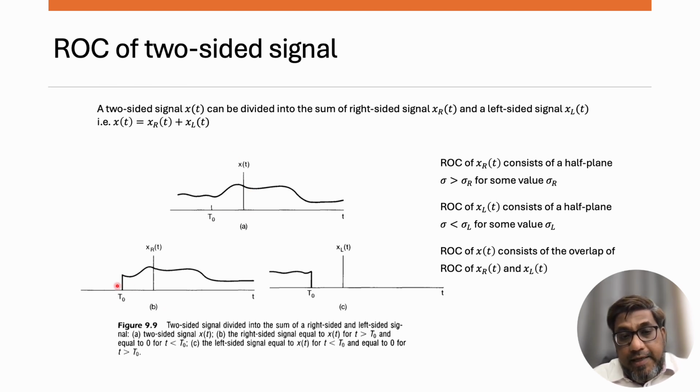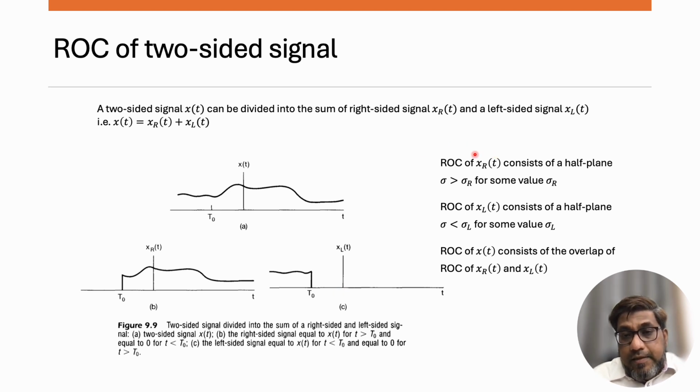One component is the right-sided component, so that means that we are breaking up the signal to start from t0 and go to infinity on the right side. So that's a right-sided component. And then the second part of the signal is the left-sided component, which lies to the left side of this t0. So obviously, the right-sided component is going to have an ROC, which will be the right half plane, and the left-sided component will have an ROC, which will be the left half plane.